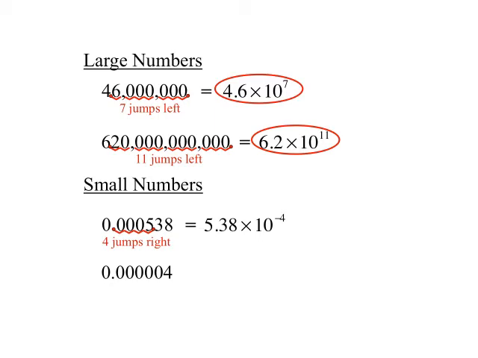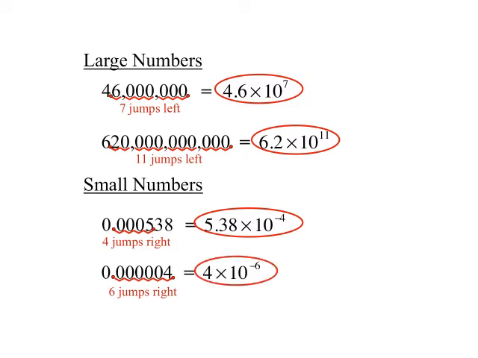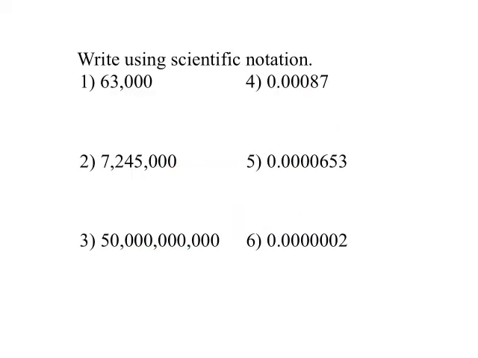Now check your work. So this one becomes 4 times 10 to the negative 6th power. Now stop the recording and do the next 6 problems. Don't forget, if there's no decimal, it's to the right. Okay, now check your work.